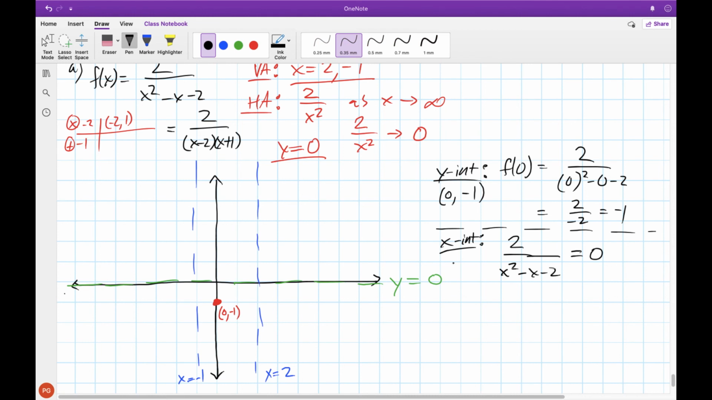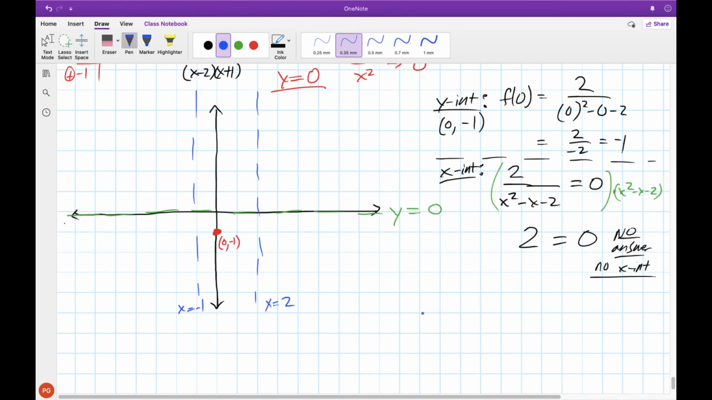To solve for our x-intercept, we want to solve this rational equation where our function is equal to 0. In this case, we can multiply both sides by x squared minus x minus 2, and what we'll end up with is that 2 is equal to 0. Since this has no answer, there's no way we can make 2 equal 0, there are no x-intercepts.